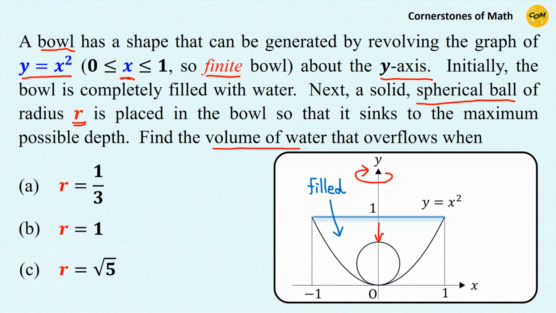Find the volume of water that overflows for three different cases. The first case is when the radius r is 1/3, the second case is when r equals 1, and the third case is when r equals square root of 5.